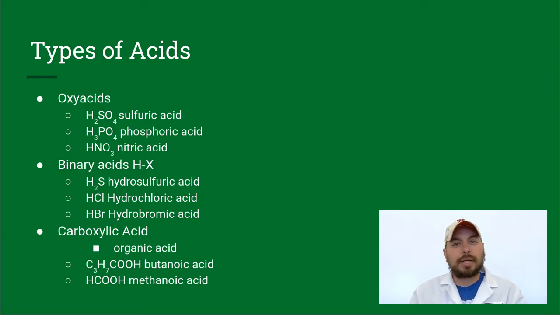The second type of acid that we deal with are our binary acids, things like hydrochloric acid and hydrobromic acid. These are acids that have two elements in them, with the cation of H+ versus the anion of just an elemental ion. The third type of acid that we deal with in chemistry are carboxylic acids.